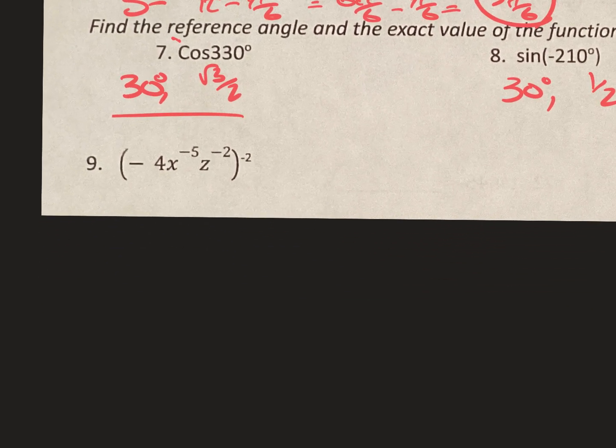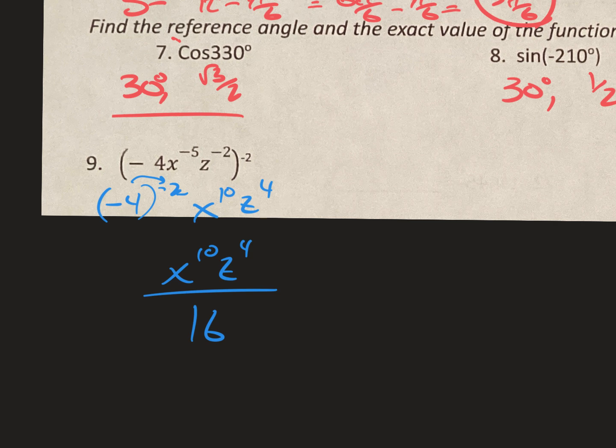Number 9, a little tricky here. Be careful. The negative 2 goes for everything inside. So I'm going to do negative 4. Don't forget the whole negative 4. The negative gets squared. The 4 gets squared. Multiply your exponents. You get those. So you're done except for that crazy negative 4. Now, the negative 4 to the negative 2 power means you got to do 2 things. You have to square it and flip it. So if I square it, I'm going to get 16. If I flip it, it's going to the denominator, and that's all you got to do.